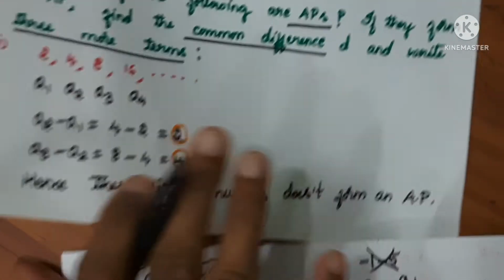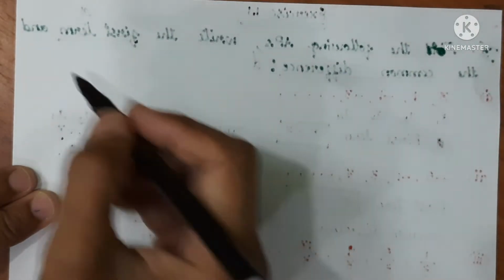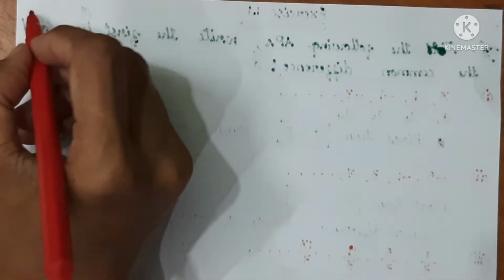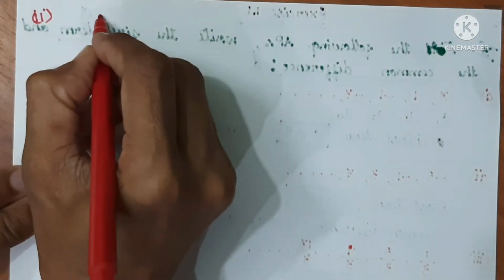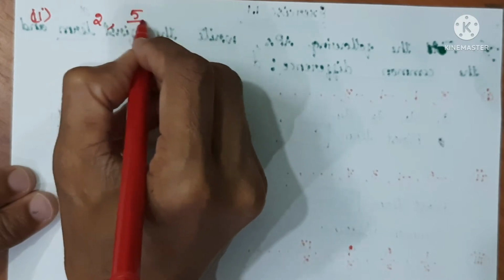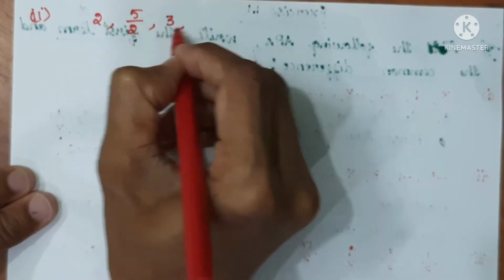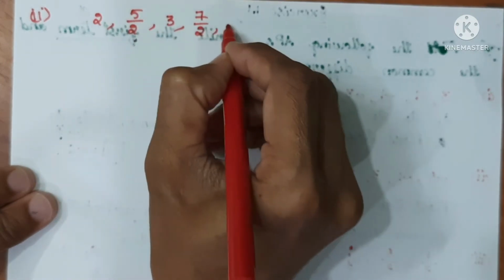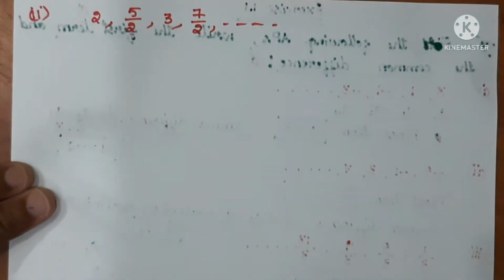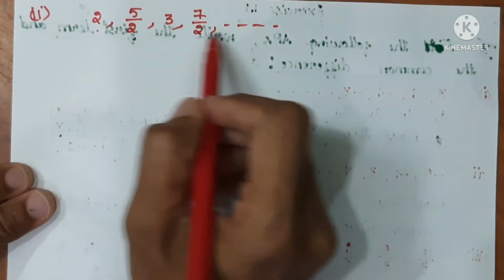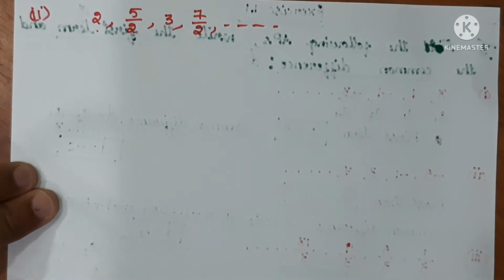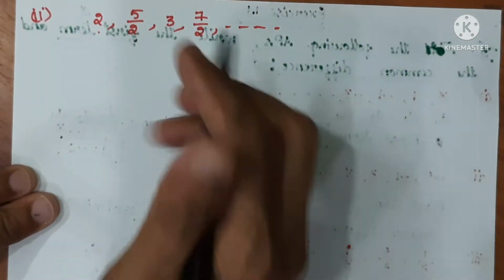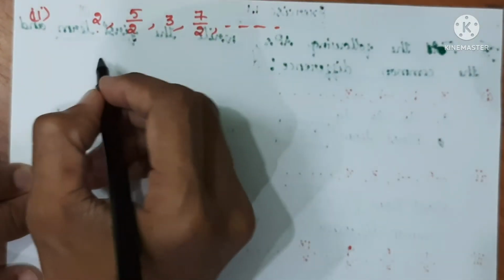Okay, let us see the list of numbers. The second one is 2, 5 by 2, 3, 7 by 2, etc. First let us find whether these set of numbers form an AP or not. For that we have to find the common differences of the consequent numbers.